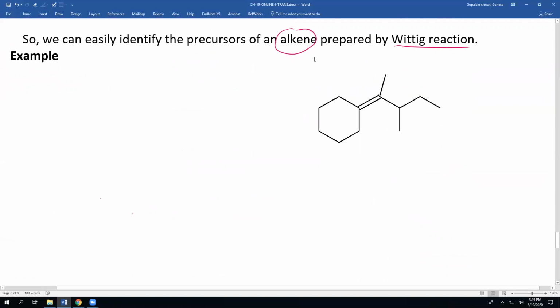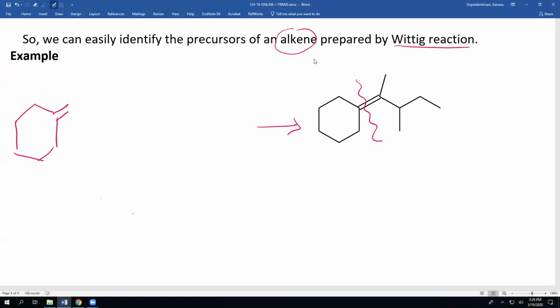Look at here. This one is prepared by a Wittig reaction. What are the precursors to it? Just imagine breaking it. You get two pieces there. Just keep the double bond, and put an oxygen on one and triphenylphosphine on the other. So if you have that ketone and that Wittig reagent, they will react and give you the product.